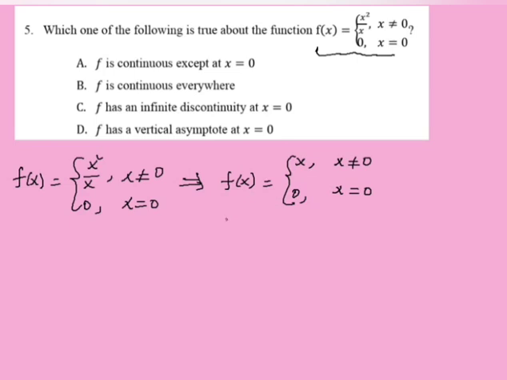So if you see the graph of this function, it will be like this. It will be a straight line passing through the origin. Whenever x is 0, it becomes 0. For x greater than 0, y equals x. For x less than 0, y equals x as well. So this function is continuous everywhere, including 0. So which one of the following is true about this function? This function is continuous everywhere.